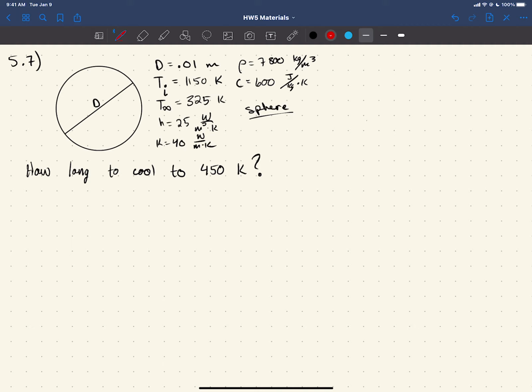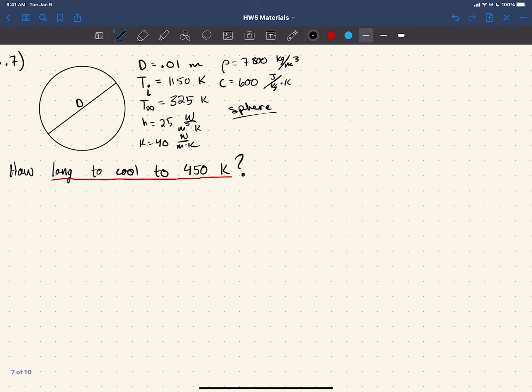Density rho is 7,800 kilograms per meter cubed, and the c, which remember here it doesn't matter if it's c_v or c_p because we're dealing with solids that are incompressible, so they don't change. It's c for a solid, and that's 600 joules per kilogram Kelvin. It wants you to estimate the time required for the cooling process. So we want to know how long it takes to get to 450 Kelvin based on the information we're given.